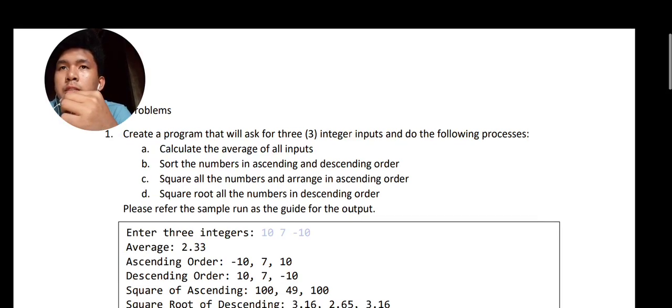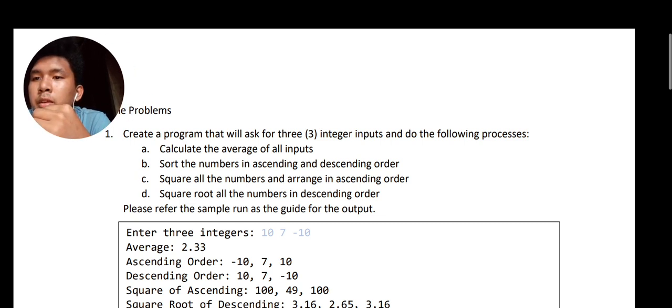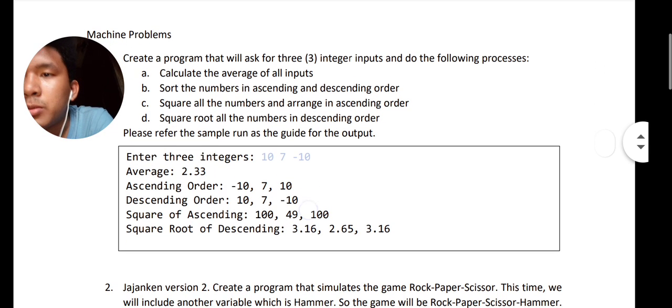This is the machine problem for the examination. This is the problem: create a program that will ask for three integer inputs and do the following processes. So, this is the pseudocode.